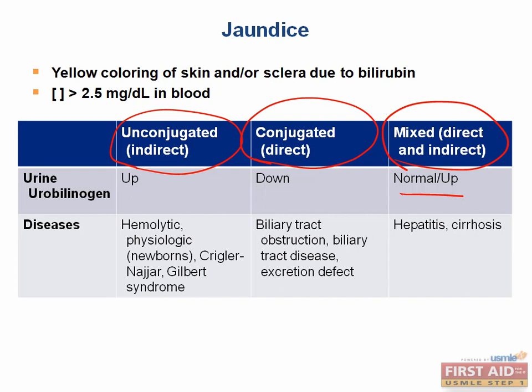The unconjugated bilirubin is attached to albumin, so it does not pass into the urine, and the normal amount of conjugated bilirubin does pass through the biliary system into the gut, where it can be converted to urobilinogen and eventually reach the urine.